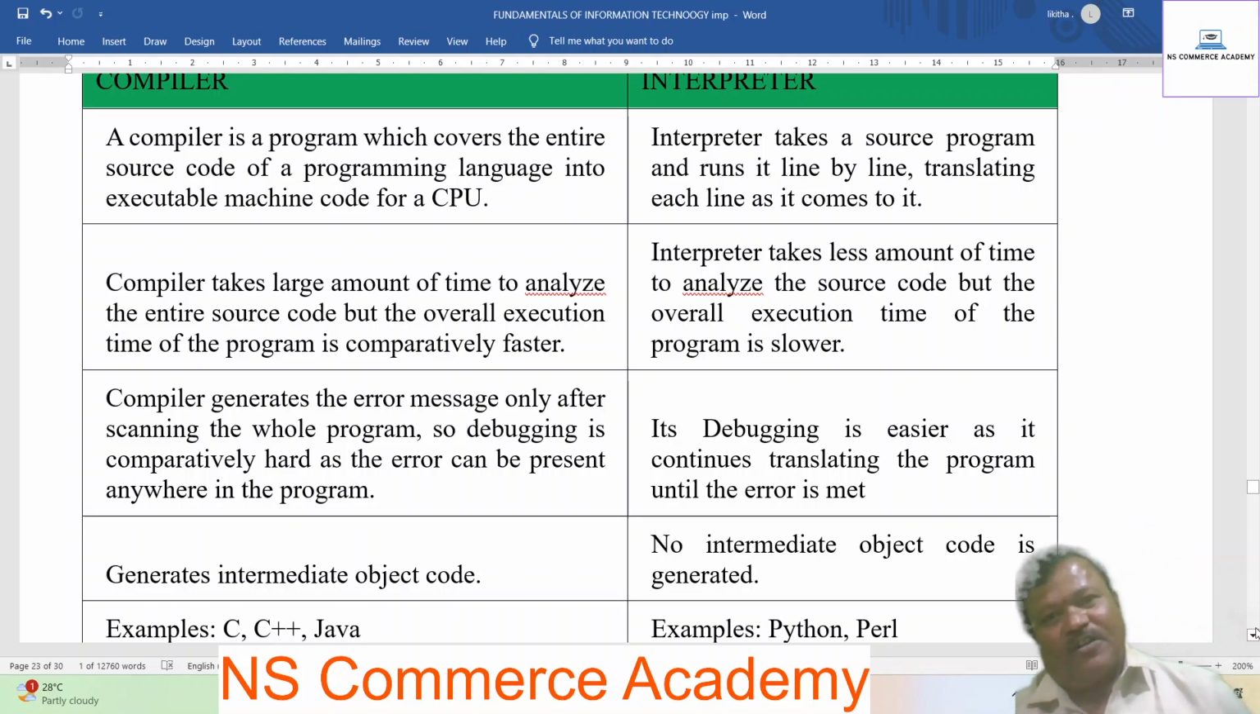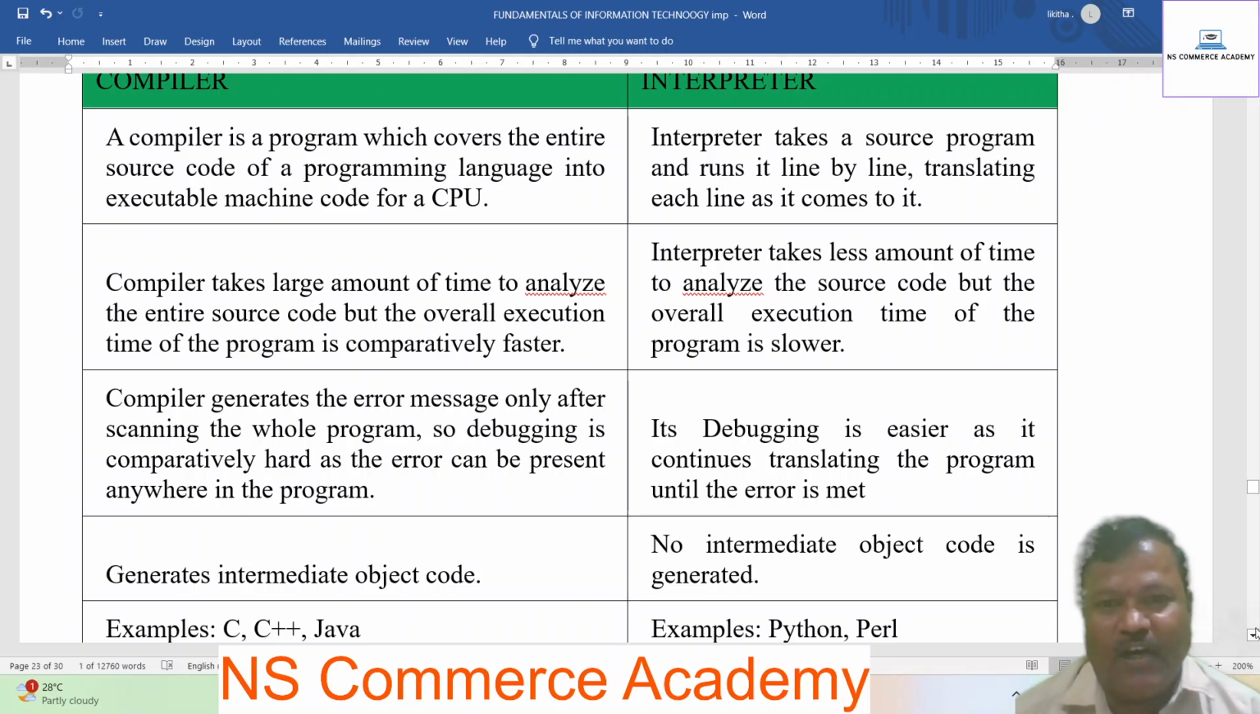The interpreter takes less amount of time to analyze the source code, but the overall execution time of the program is slower.